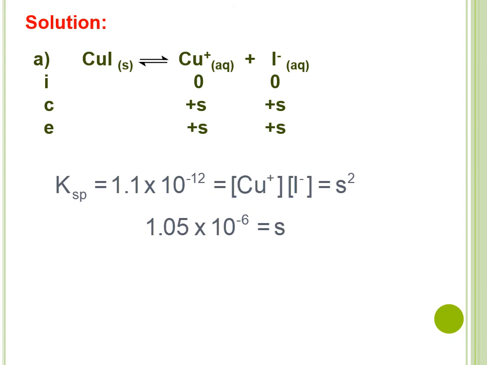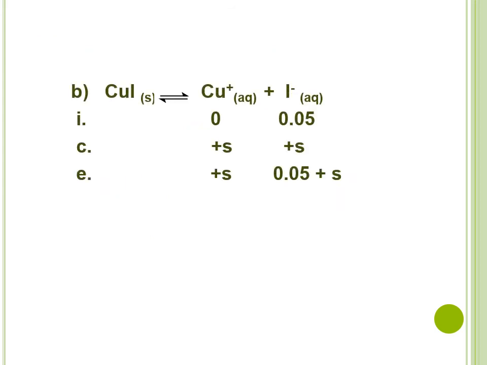What is the KSP? 1.1 times 10 to the power of negative 12 molar squared is equal to the concentration of copper ion times the concentration of iodide ion. That is S squared. So S, the solubility, is 1.05 times 10 to the power of negative 6 molar.